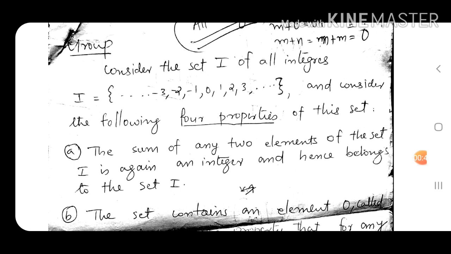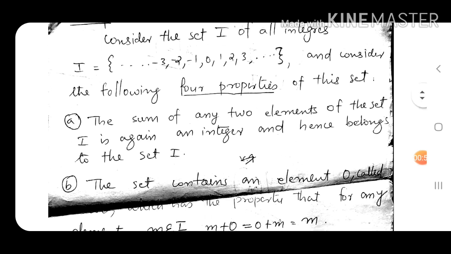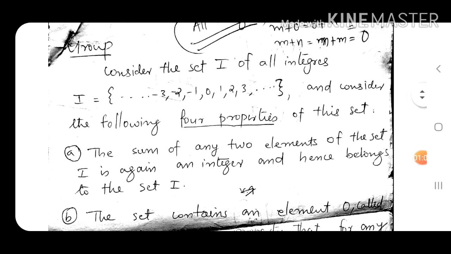The first property is that the sum of any two elements of the set I is again an integer, and hence belongs to the set I. So if you take any two elements from this set and add them, you will get an element in the same set, because I is the set of all possible integers.